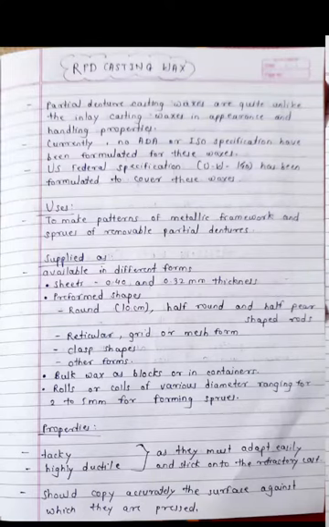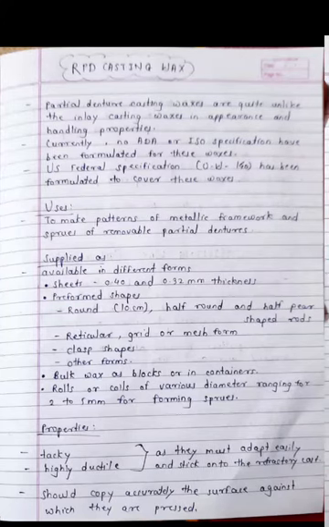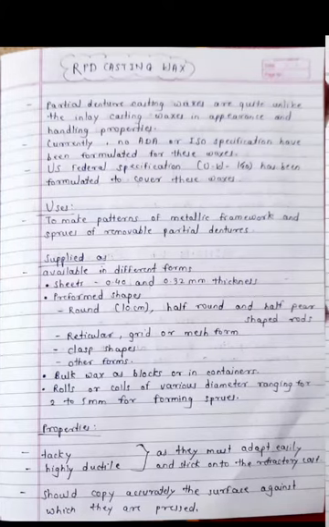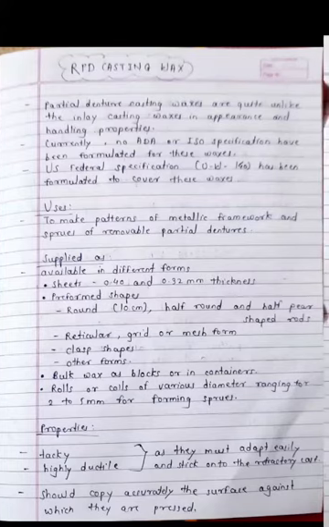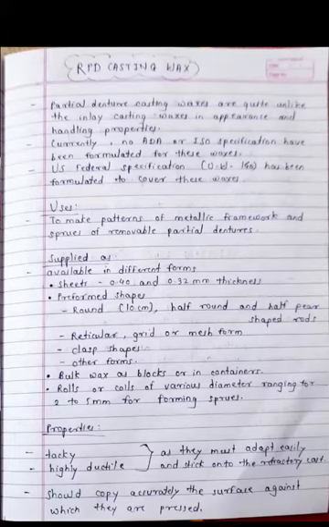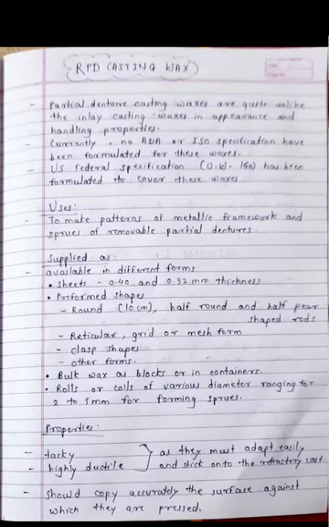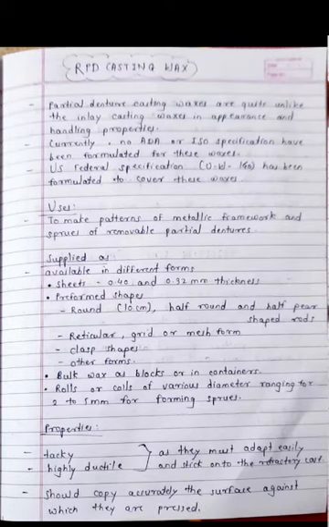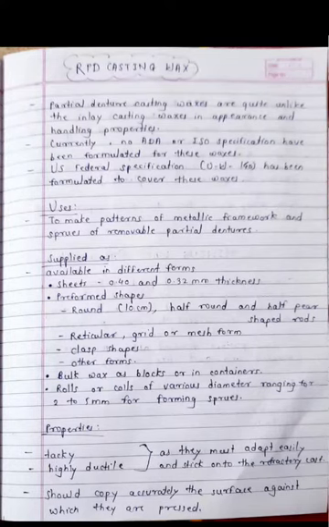So there are sheets of 0.40 to 0.32 mm thickness, and preformed shapes like round, half moon, half pear shapes, reticular, grid or mesh form, clasp shapes and other shapes. Bulk wax is available as blocks or in containers. Rolls or coils of various diameters ranging from 2 to 5 mm are also present for forming sprues. So this is the form in which they are supplied.